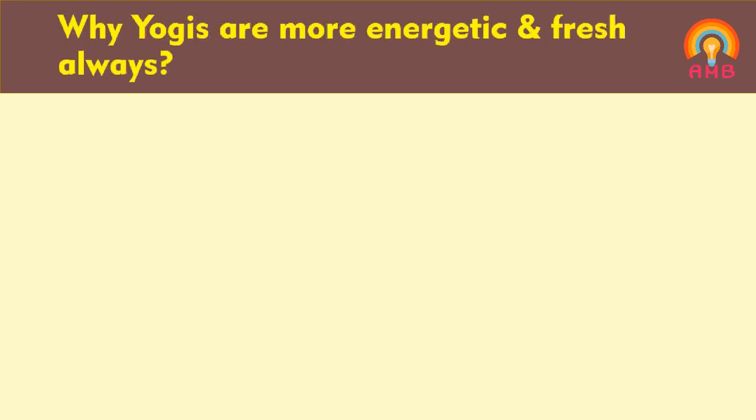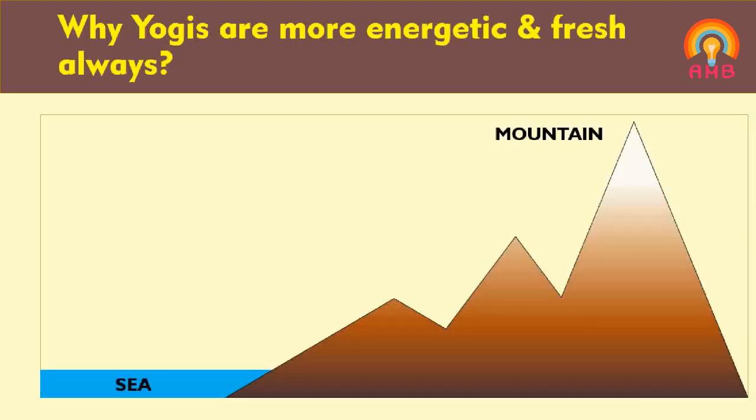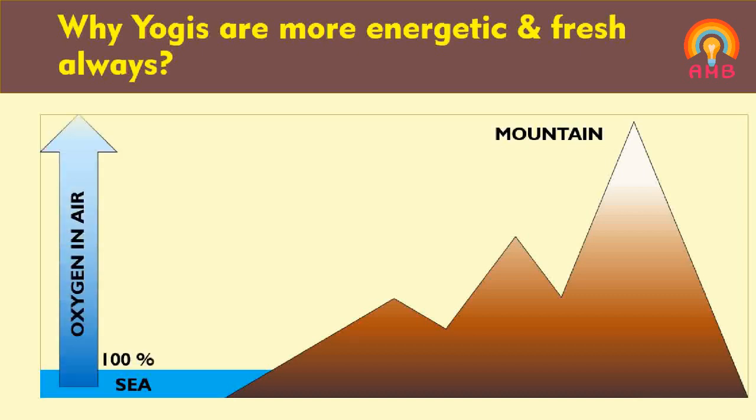So the question arises: why are they more energetic, why are they always fresh, why is there always a glow on their face? We will discuss a fact which tells us why they are more energetic and fresh. Mostly these yogis are doing their sadhana or tapasya in the Himalayas or on mountains, isn't it? They mostly come from the mountains or Himalayas, and we know that as we go to higher altitude, the percentage of oxygen in air is going to decrease.